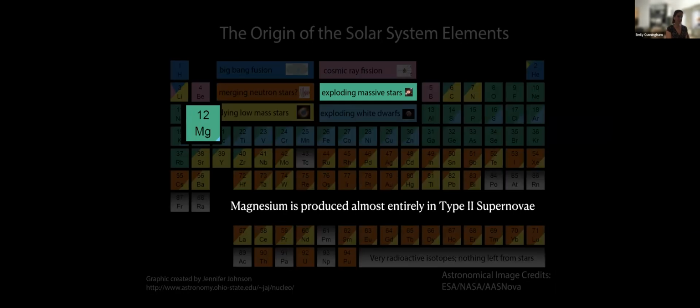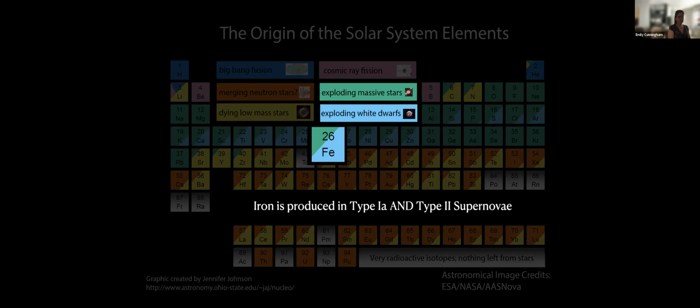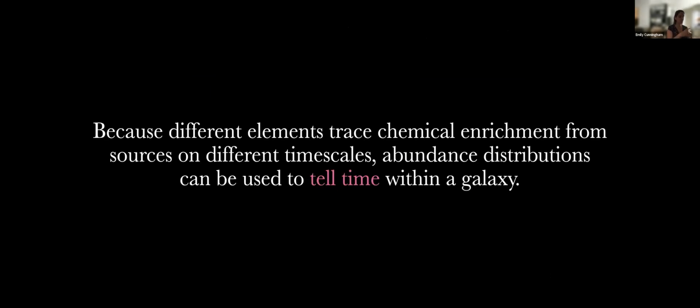So first we have magnesium, which is believed to be produced almost entirely in type 2 supernovae, in exploding massive stars. And then we also want to talk a lot about iron today, which is produced in exploding massive stars, but also in exploding white dwarfs. Iron is produced in both type 1a and type 2 supernovae. Now, this is really useful because these elements are tracing chemical enrichment on different time scales.